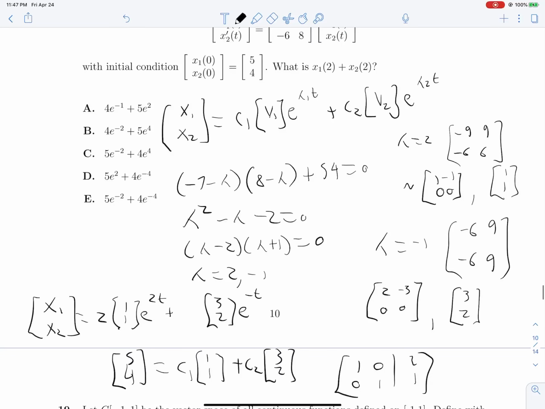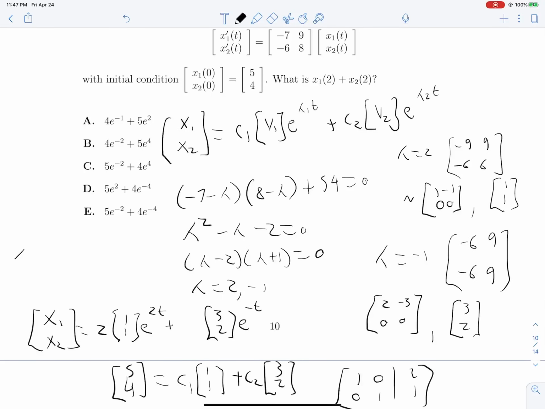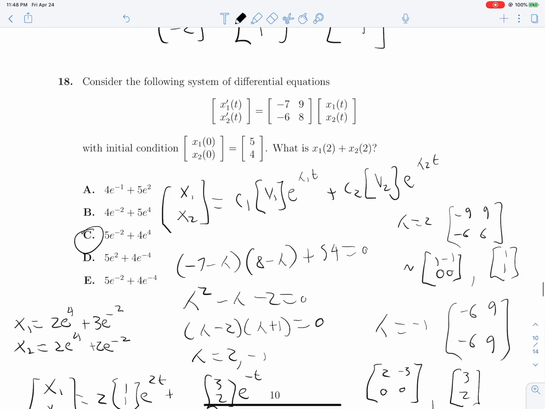We are finding x1 at 2 plus x2 at 2. x1 is equal to just the top half of these vectors, so 2e to the 2t plus 3e to the negative t, and x2 is equal to 2e to the 2t plus 2e to the negative t. So evaluating this at 2, we will get 4, negative 2, 4, negative 2, and adding these together, we get 5e to the negative 2 plus 4e to the 4. So C is our answer for number 18.